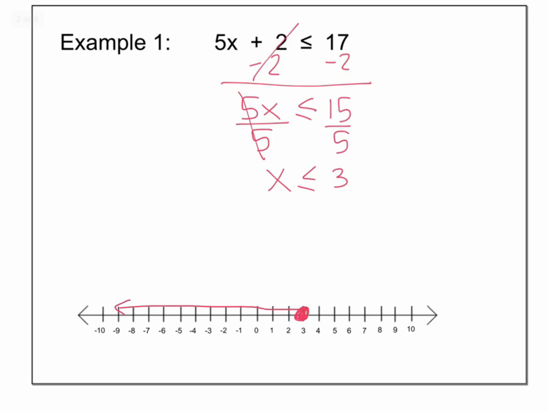We can then check this solution by picking any value that is less than or equal to 3 and substituting it into our original equation to verify if it works. I'm going to pick the value 0 because 0 is always easy to substitute in. So I'm going to check 0. 5 times 0 plus 2 is less than or equal to 17. 0 plus 2 is 2, and 2 is in fact less than or equal to 17. So I know that my solution will work.